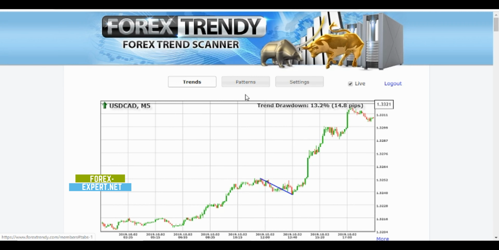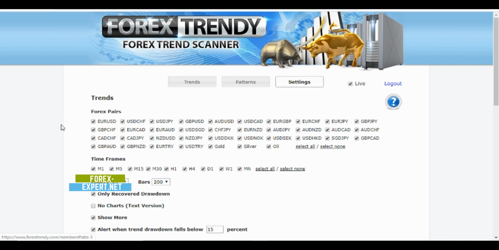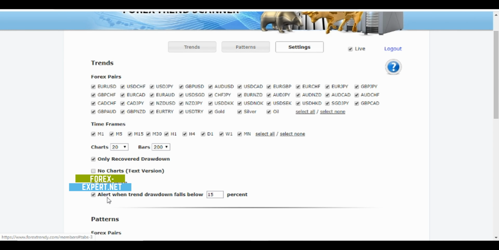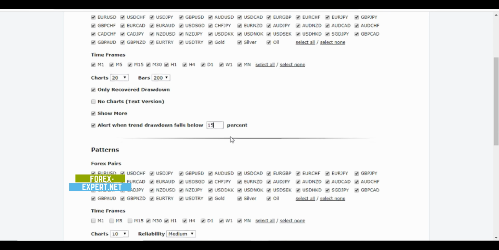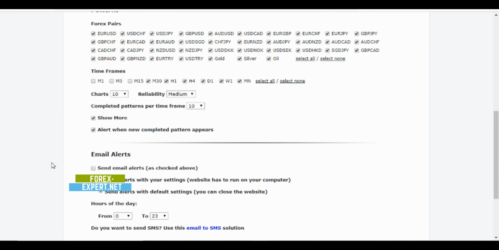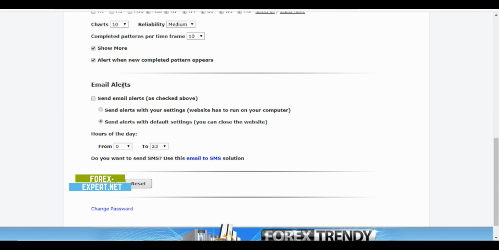You can select the alert you want to receive. Alert me when trend drawdown falls below 15%, or I don't know, 25. It depends on your trading strategy. I use 15%. I copy the big corporation banks strategy. I'm joking. And if you go here, you will find the alerts section, email alerts, send email, or you can use SMS.